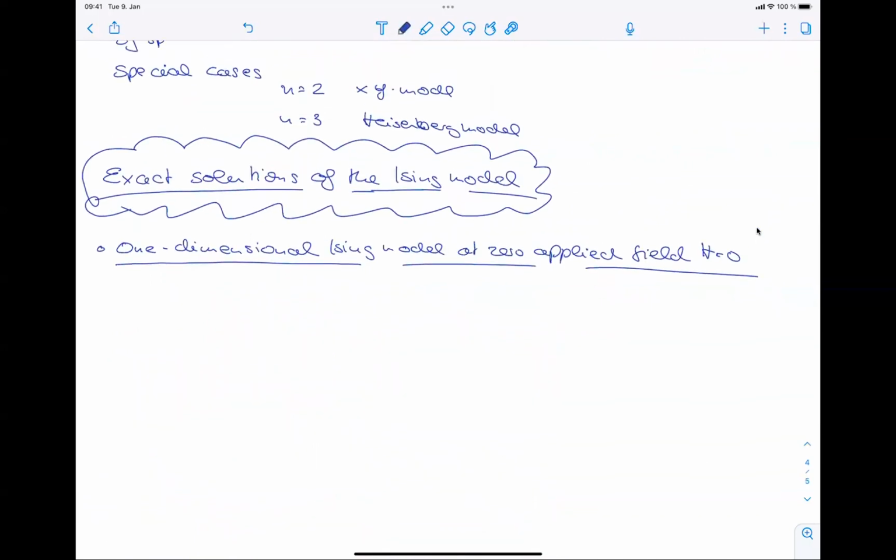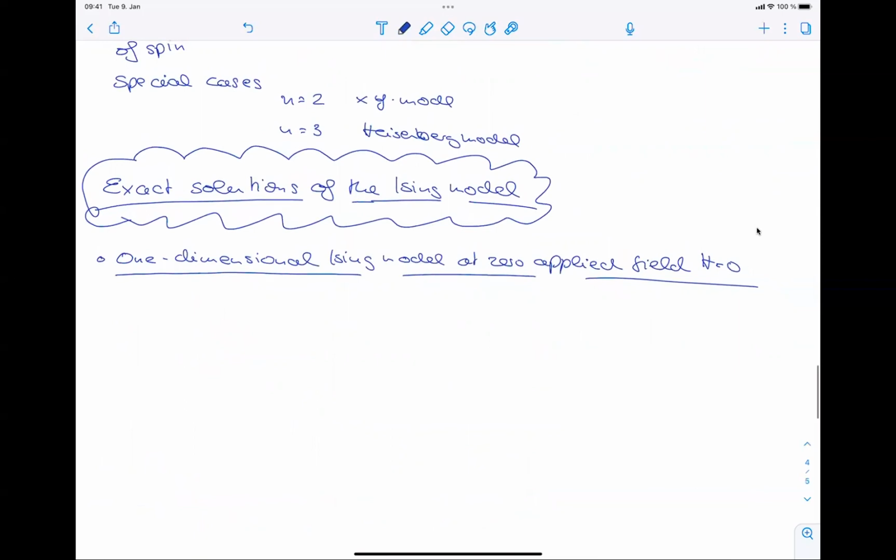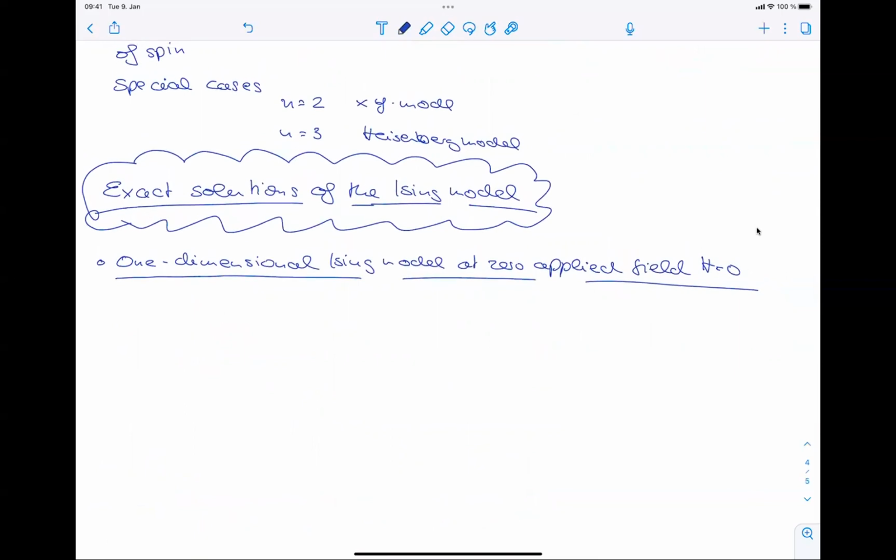Okay, so that's the simplest thing to start with. Our goal is to derive the partition function, because if we have the partition function, we know it all, right? We can derive everything else. Everything else comes from there. Okay.